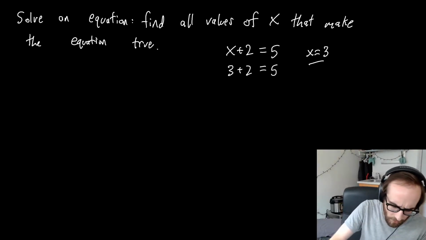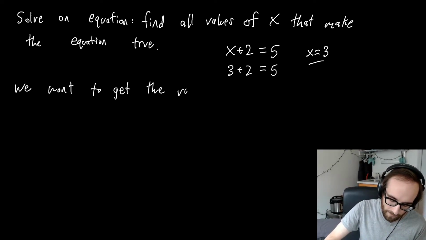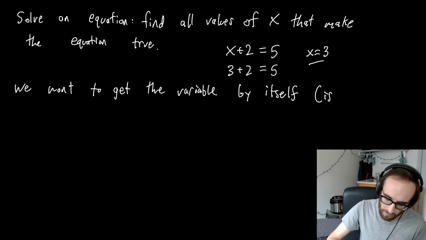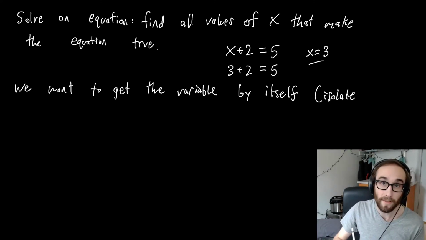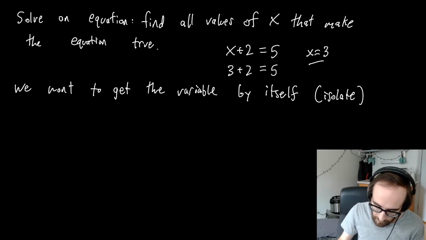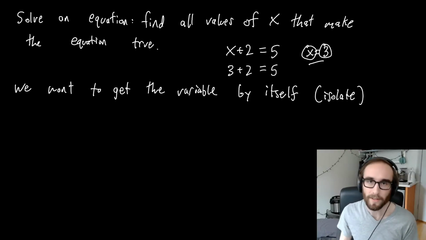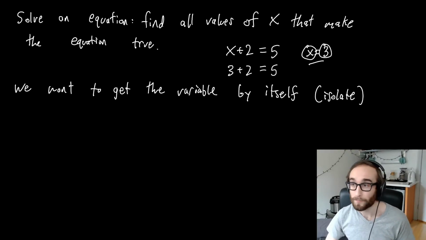In other words, we want to get the variable by itself. And you might hear me refer to this as isolating the variable. So we want to isolate it, get it by itself on one side of the equation. And that way, as you can see here, we have x by itself on one side. We can see exactly what it's equal to.